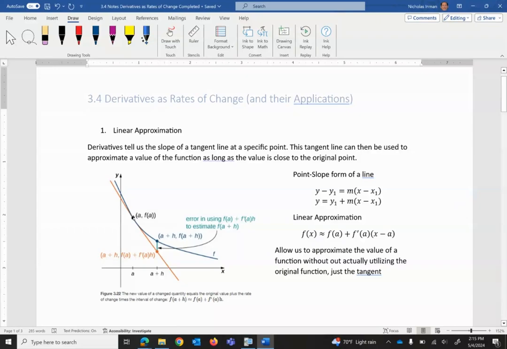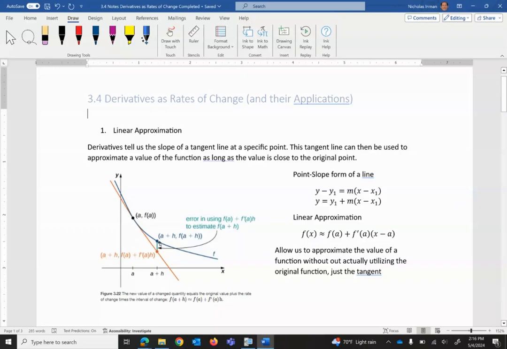If the function is supposed to be here, we can create a tangent line here. So we have a function, and we can create its tangent line. If you go just a little bit away, the tangent line and the function should still be pretty close to each other. And so by using that rate of change, our derivative, we should be able to find an approximation of the original function.